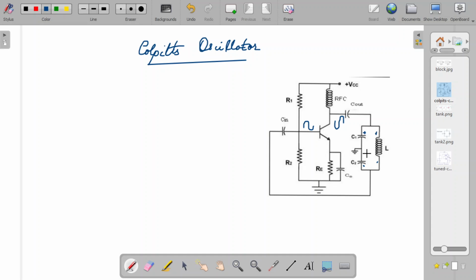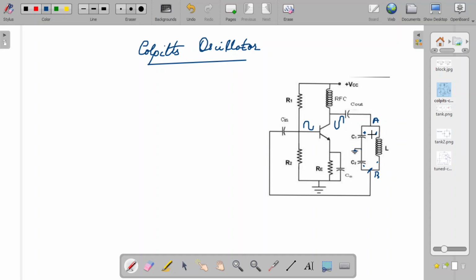Now you see the voltage developed across the capacitor C2, the voltage between these two terminals, is given to the base of the transistor. If I consider this point as A and this point as B, the voltages at point A and point B will be opposite in polarity. As you can see, here it is positive, here it is negative. When this becomes negative, this will be positive.